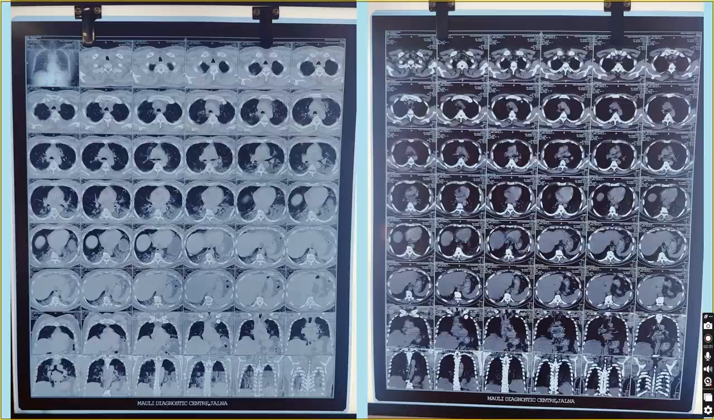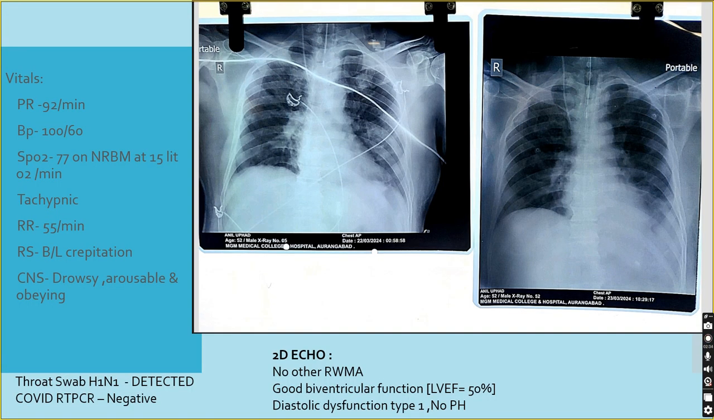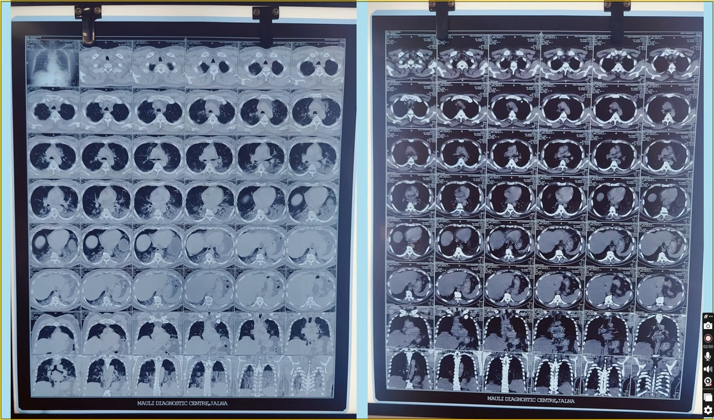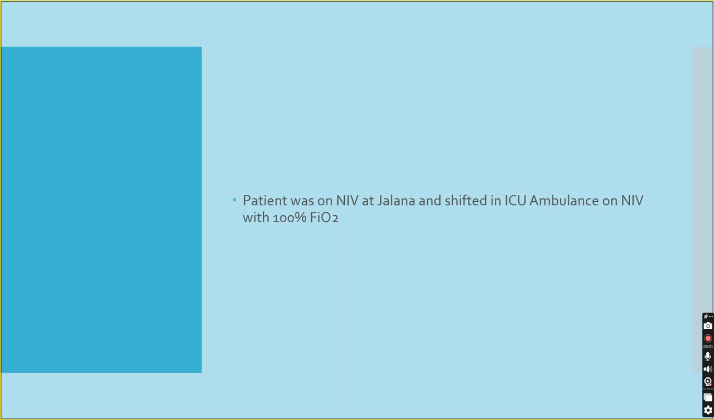His throat swab was sent at Jalna and it was detected as H1N1 pneumonia. His COVID test was negative. Echo was also done, showing no regional wall motion abnormality, good LV ejection fraction, no pulmonary hypertension, and type 1 diastolic dysfunction. A CT scan was also done at Jalna, clearly showing bilateral haziness in both lung fields.